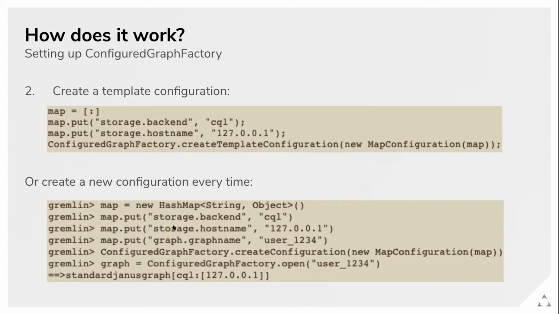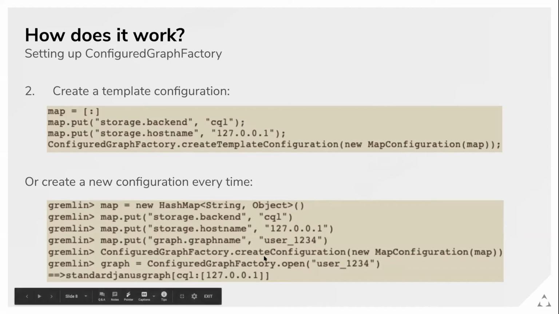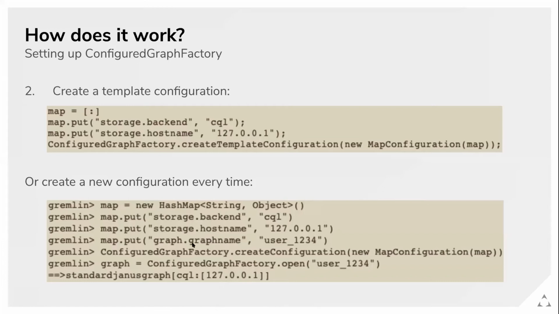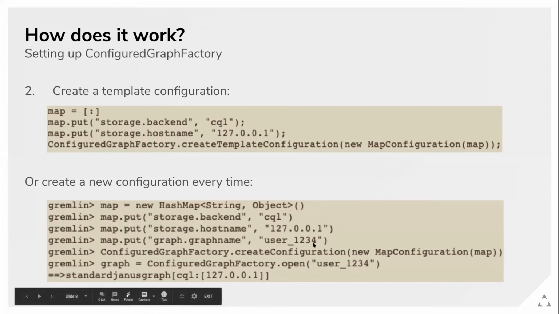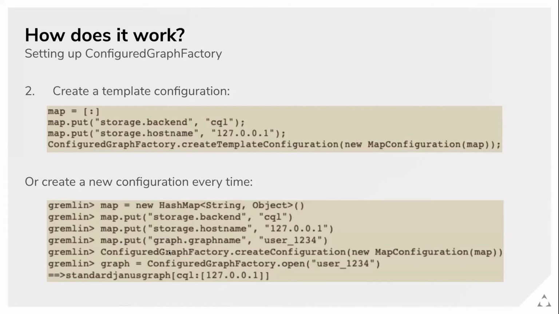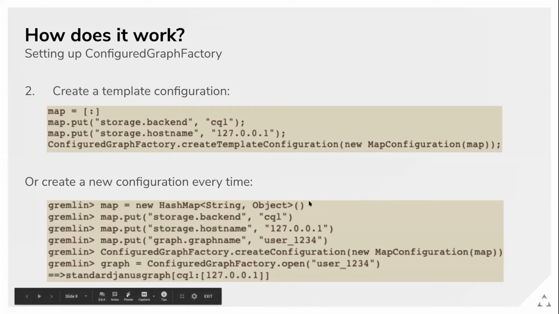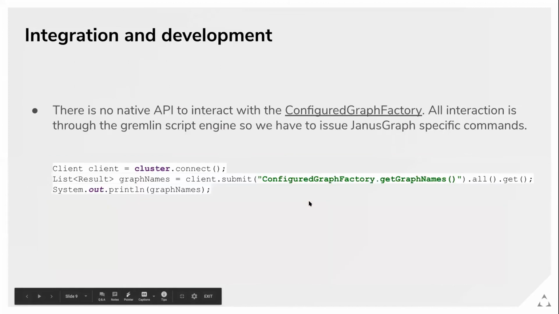And this is how you create a custom configuration, a configuration that is not a template. The only difference here is that you need to specify the graph name, so when you create the configuration, you can open that graph by the name. But other than that, it's just the same. So this is basically how the feature works on the JanusGraph level, and how you configure JanusGraph to allow you to use it in Gremlin scripts.